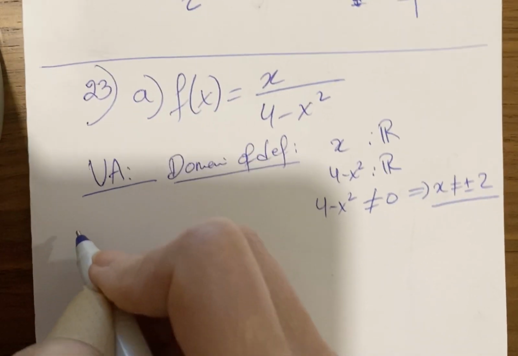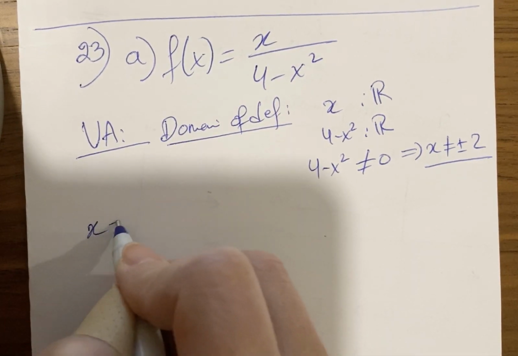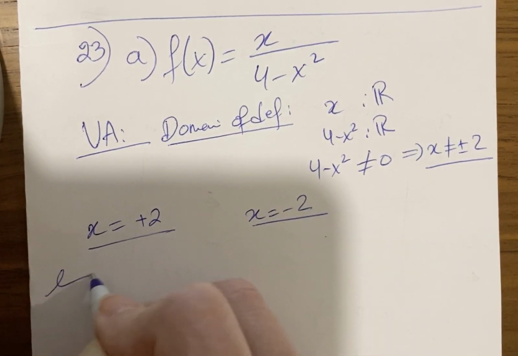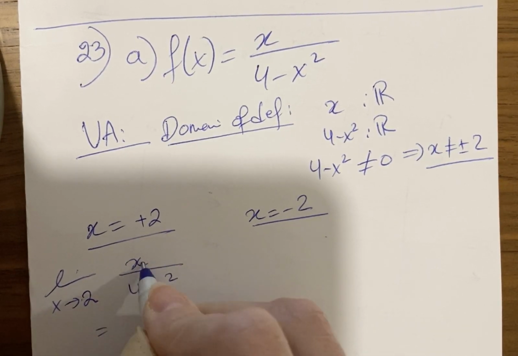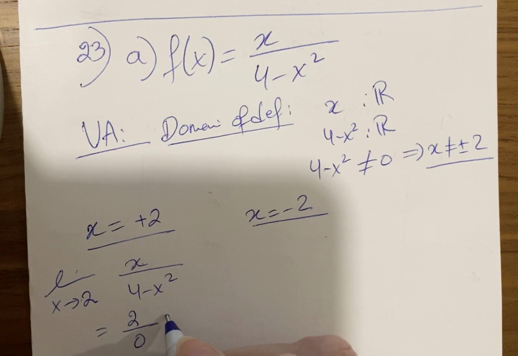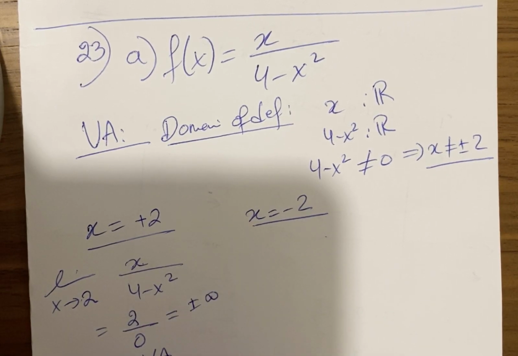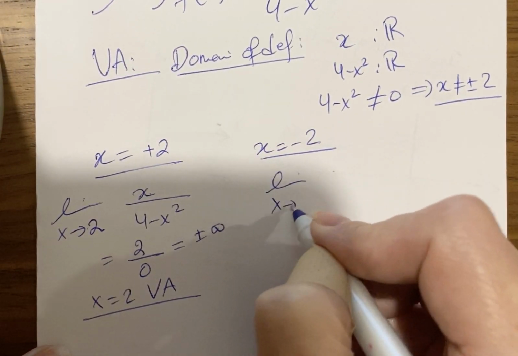So how many discontinuities do we have? 2 discontinuities. x equals 2, x equals minus 2. I find the limit at 2. What is the limit at 2? It is 2 over 0 directly. Meaning x equals 2 is indeed a vertical asymptote. At minus 2, what's the limit?